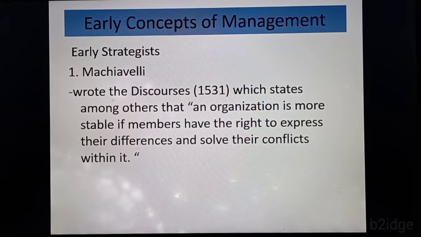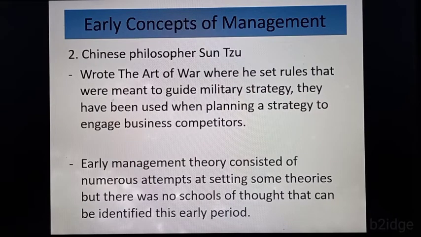Then, the early strategies of management, we have here Machiavelli. He wrote the Discourses in 1531, which states, among others, that, quote, an organization is more stable if members have the right to express their differences and solve their conflicts within it, unquote. Then we have this Chinese philosopher, Sun Tzu. He wrote The Art of War, where he set rules that were meant to guide military strategy. They have been used when planning a strategy to engage business competitors. Early management theory consisted of numerous attempts at setting some theories, but there were no schools of thought that can be identified in this early period.